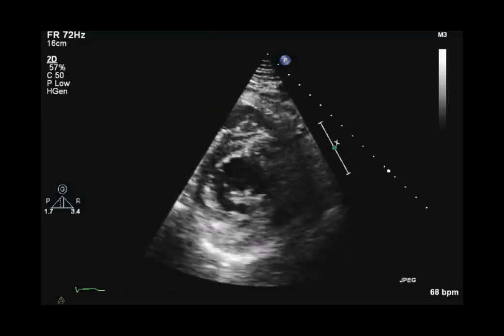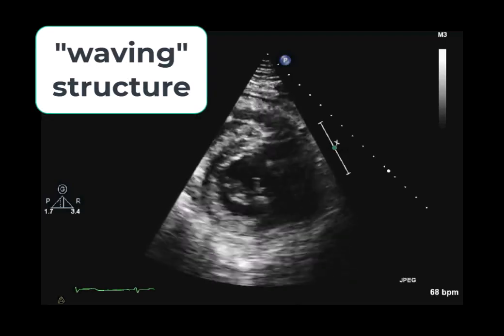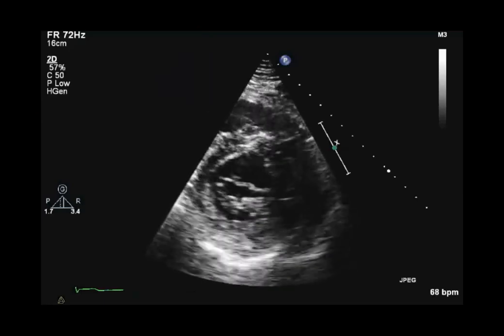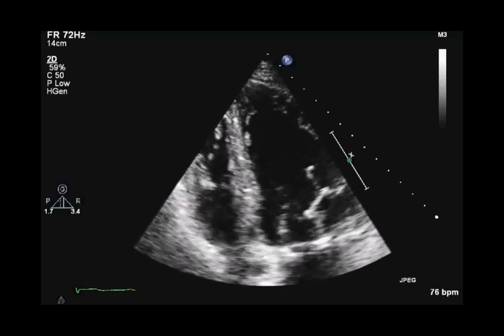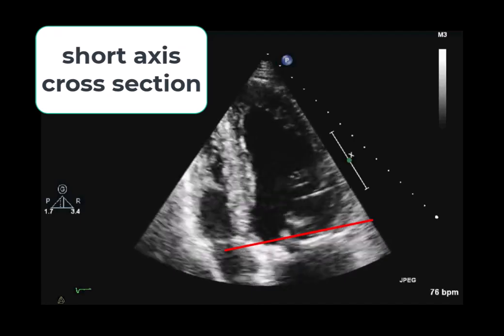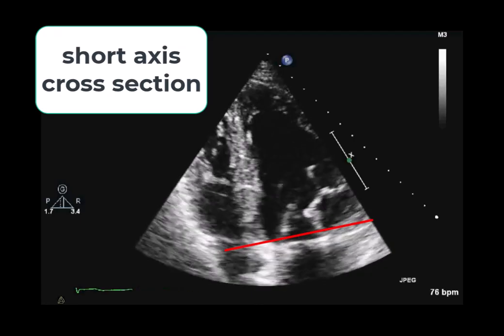It appears that the structure is being moved by the blood flow, giving the impression that the structure is waving, or appears like a waving hand. If we now look at the four-chamber view, we can see that the reconstructed mitral valve apparatus was actually responsible for the impression in the short axis.